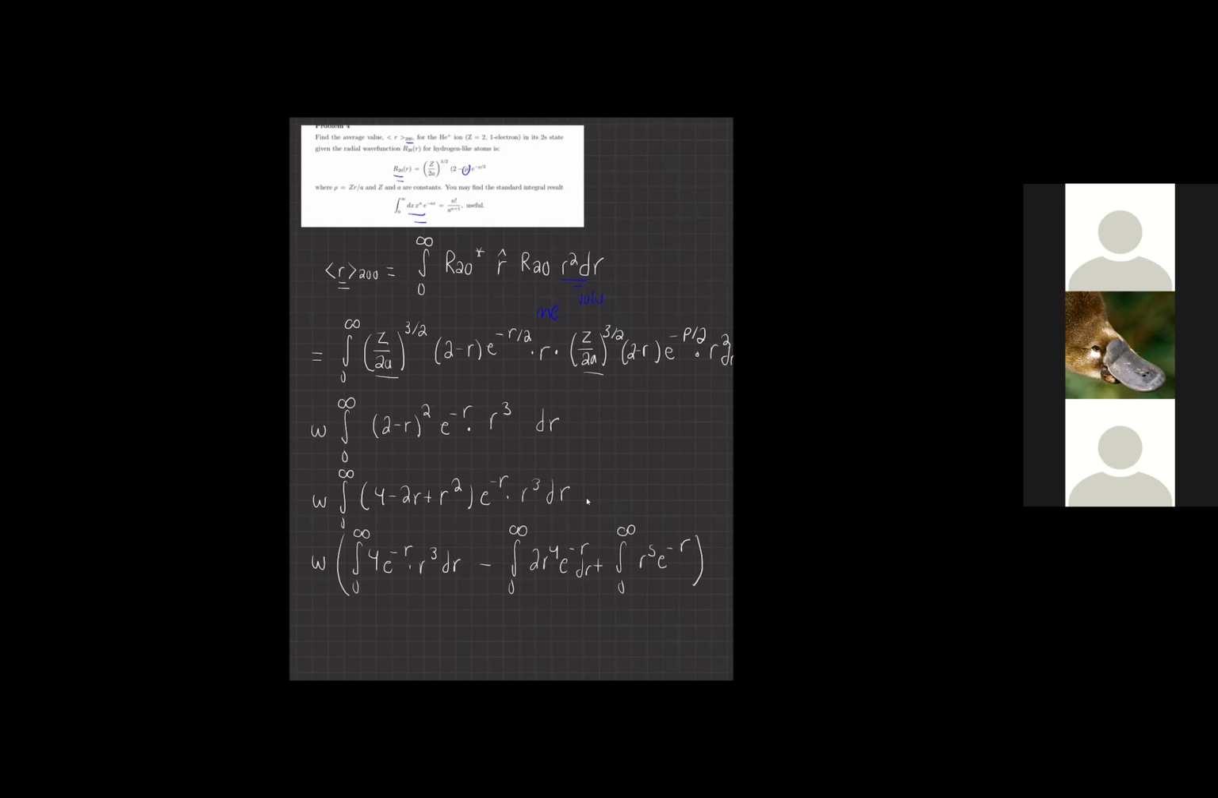And you could just use that formula from earlier that it says in the problem, that x to the n e to the negative ax is equal to n factorial over a to the n plus 1. Yes, you were totally right. So in this case, yeah, I'll just use that.